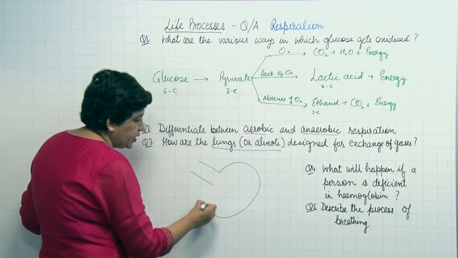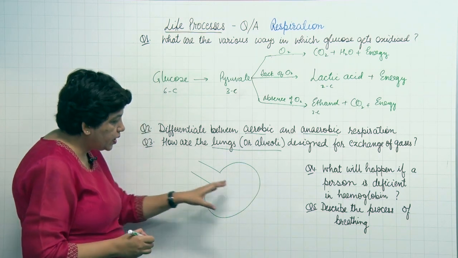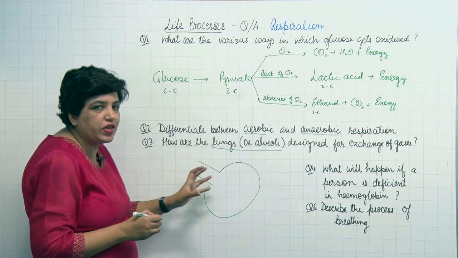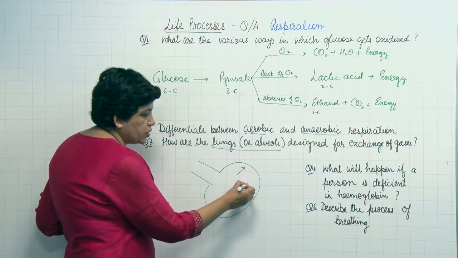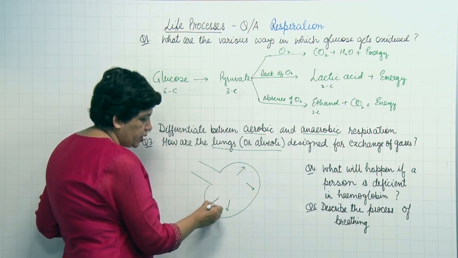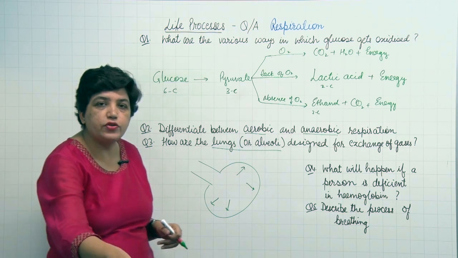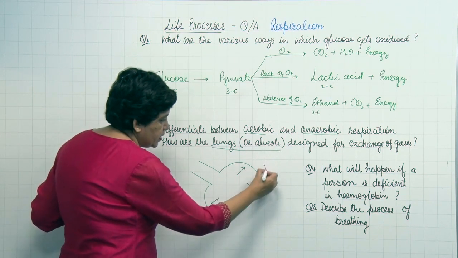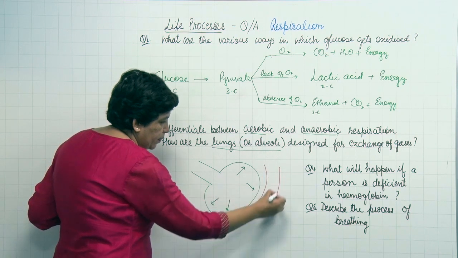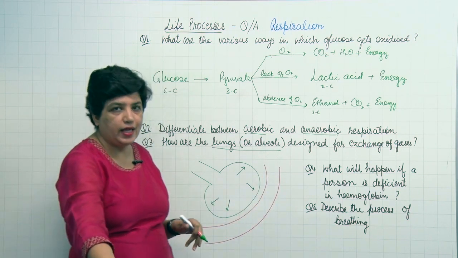At the end there is an air sac called alveoli. Now this alveoli increases the surface area for absorption of oxygen, right? And moreover, it is richly supplied by the blood vessels. There is a network of capillaries surrounding the alveoli.